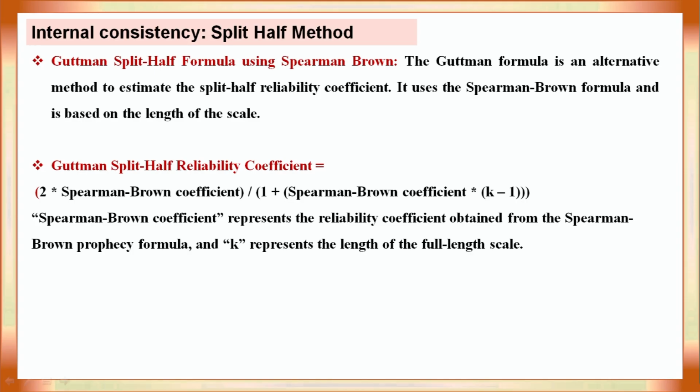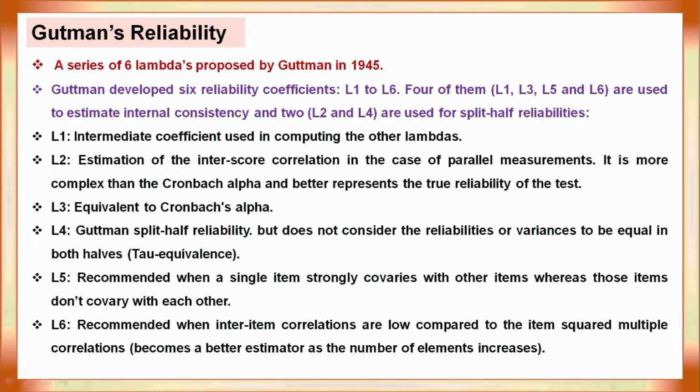Another way of calculating this split half reliability coefficient is the Guttman split half formula. Again, this Guttman formula basically depends on the Spearman-Brown formula for its calculation. I have presented the Guttman split half reliability coefficient here, which is 2 times the Spearman-Brown coefficient divided by 1 plus the Spearman-Brown coefficient times k minus 1. We will do it in the next class in Excel, or we will try to do it practically.